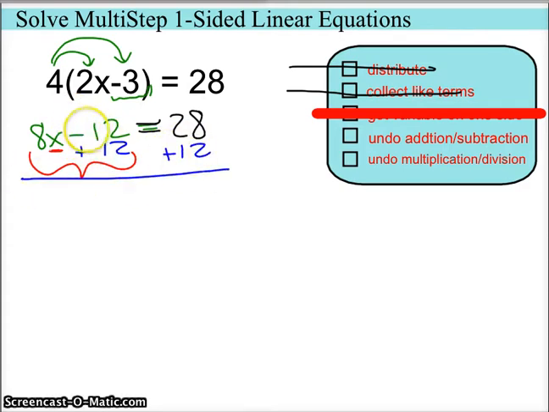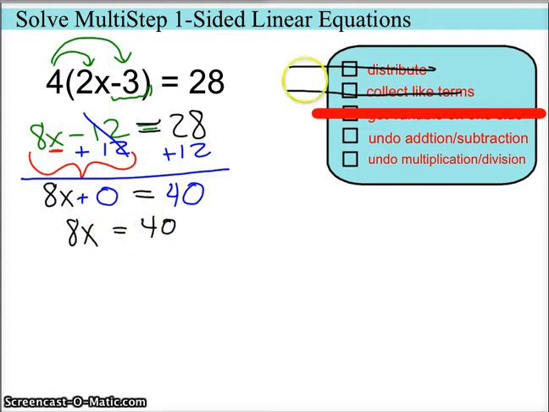So we get negative 12 plus 12, which undoes it or creates a 0. And then we still have our 8x left over, equaling, and on the other side we've got 28 plus 12, which gives us 40. So we are undoing it, or you could also say we're creating a 0. Negative 12 plus 12 gives us 0. Then we can simplify this. 8x plus nothing gives us 8x, equaling 40. We are done with undoing the addition or subtraction.